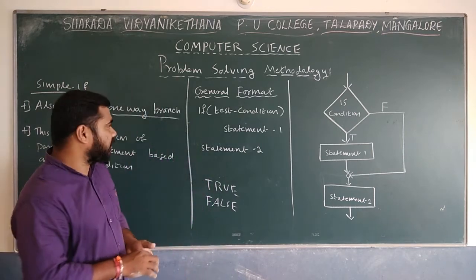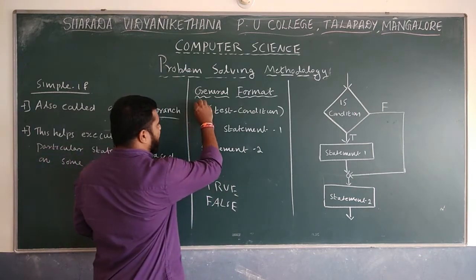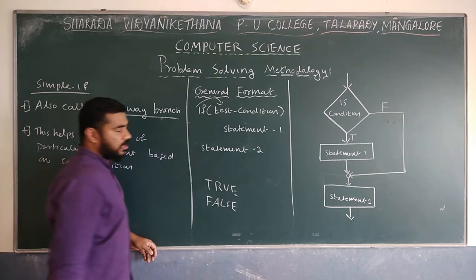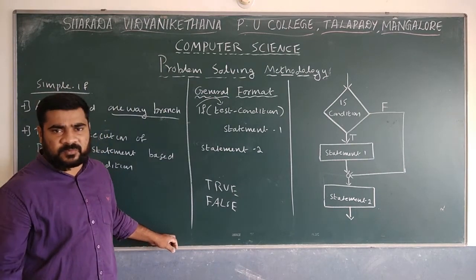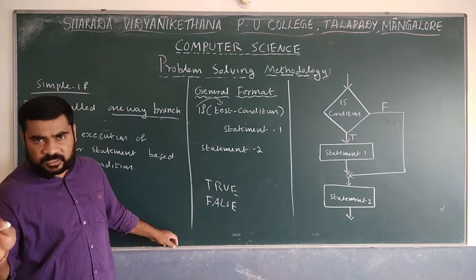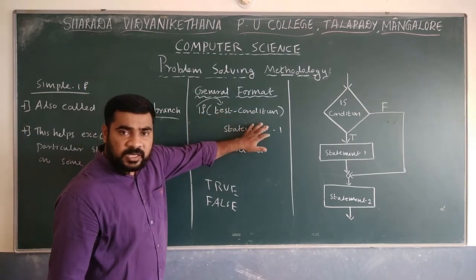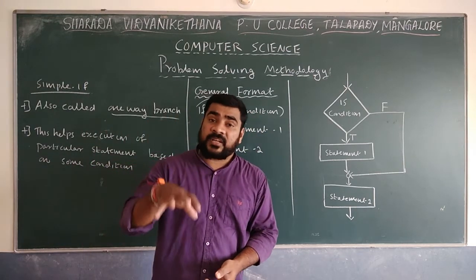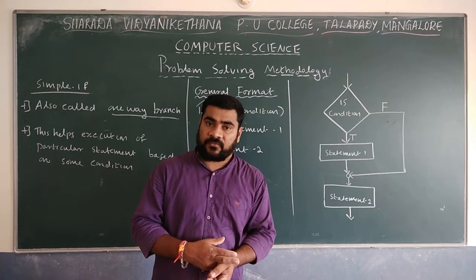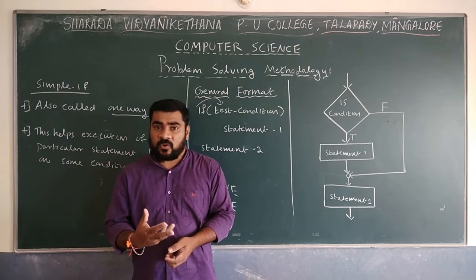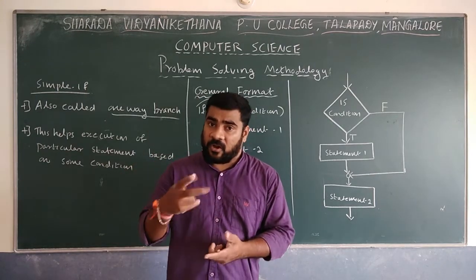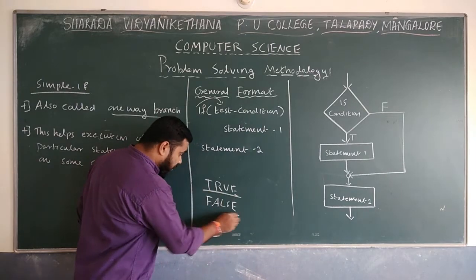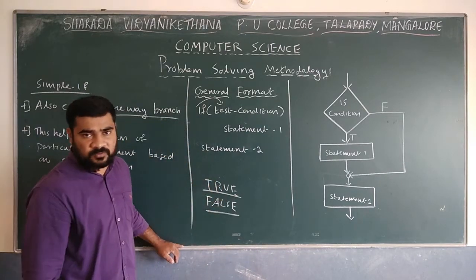Let me explain clearly. See here. First, the control moves to check the test condition. Normally it is the control, or the system, that checks the test condition. After checking the condition, we will get only two outputs. The output may be true, or you will get false.